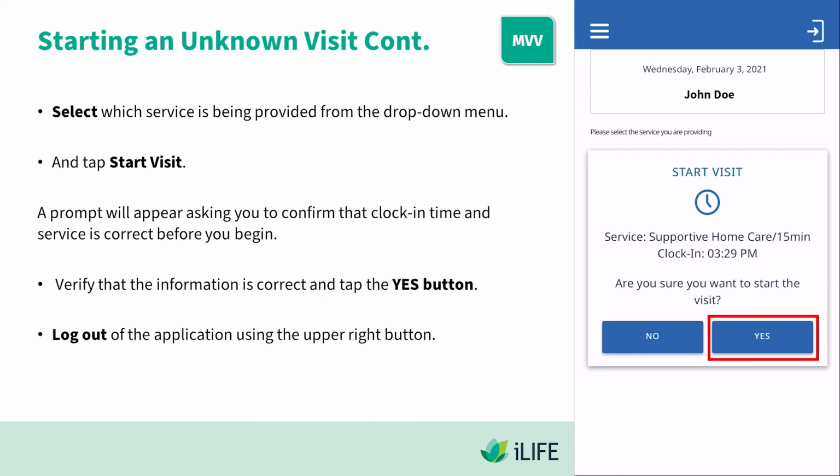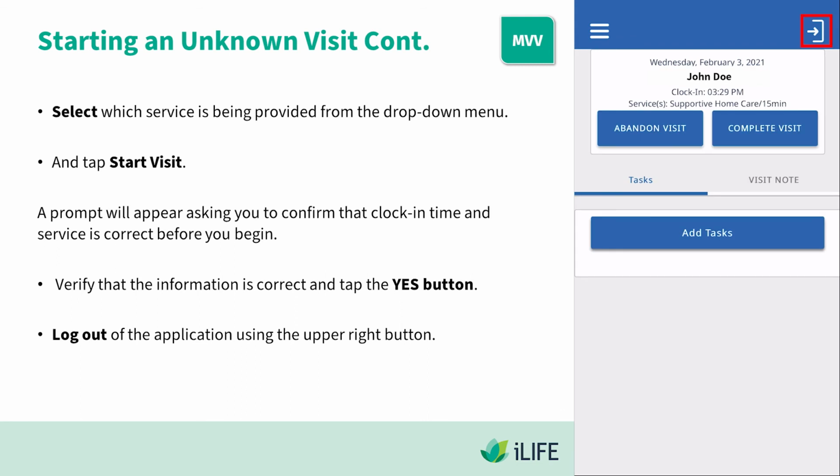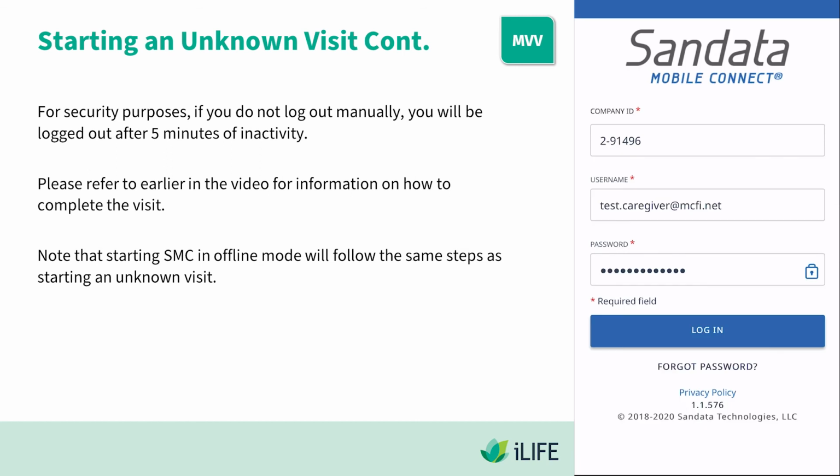A prompt will appear asking you to confirm that clock-in time and service is correct before you begin. Verify that the information is correct and tap the Yes button. Log out of the application using the upper right button. For security purposes, if you do not log out manually, you will be logged out after 5 minutes of inactivity. Please refer to earlier in the video for information on how to complete the visit. Note that starting SMC in offline mode will follow the same steps as starting an unknown visit.